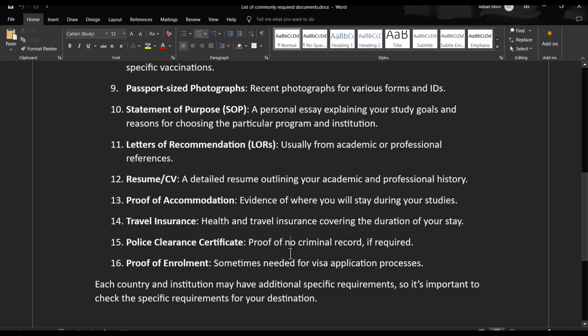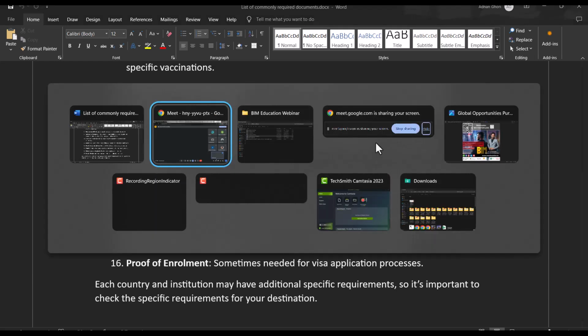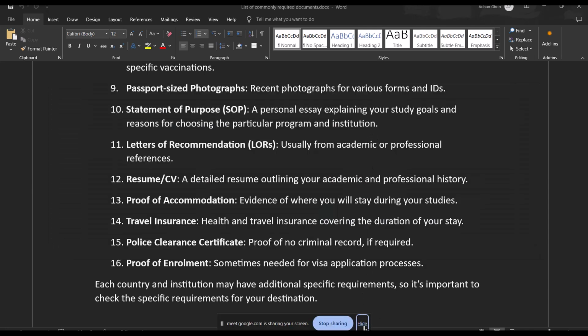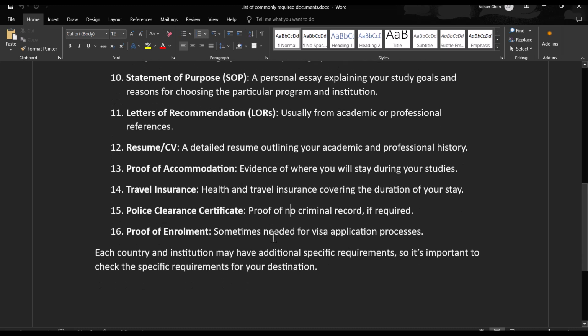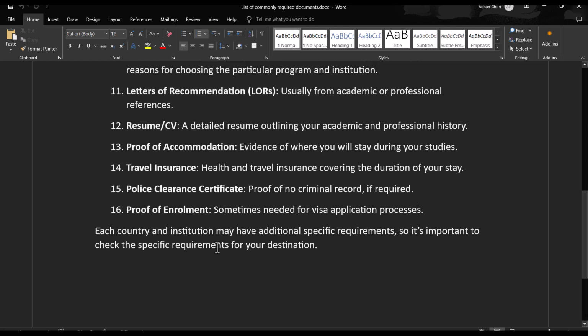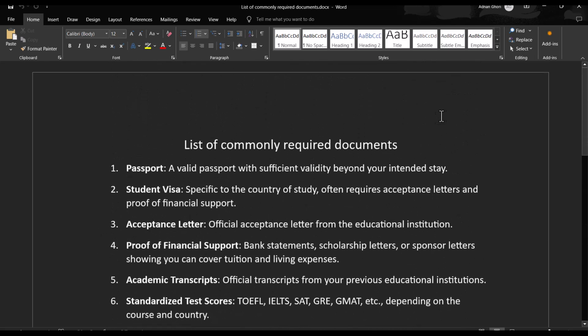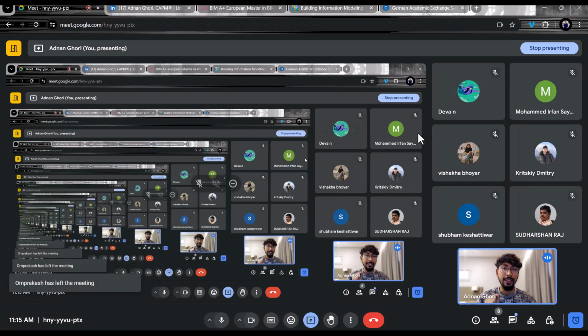You should have no criminal record. Anyone having a criminal record may not be able to fly. So you have to clear the criminal record, or if there are any penalties or legal charges which have been put on you, you have to take care of those things. Proof of enrollment, sometimes needed for the visa application process. Absolutely, without enrollment you cannot apply, you cannot even go on a study visa, right? So these are some of the documents which you need to provide in order to secure a seat in any university.